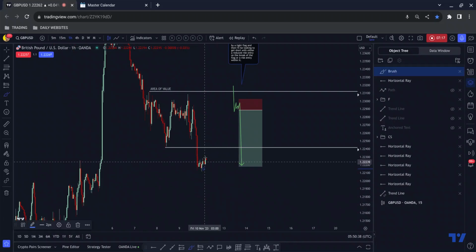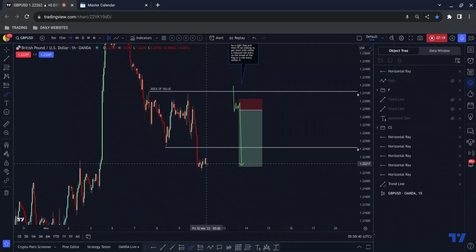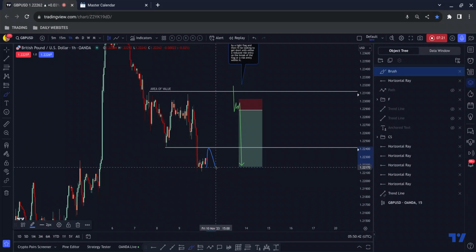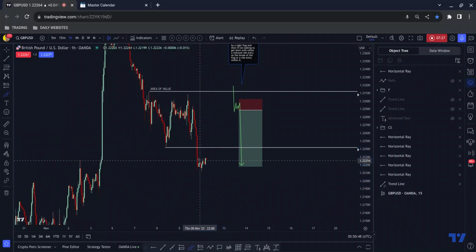But if I'm looking for something like this to consolidate sideways for a period of time to give us what we're looking for, then by definition that wouldn't be ready by the end of the day. Okay, so I'm just going to park this one as well now, just to let it develop.